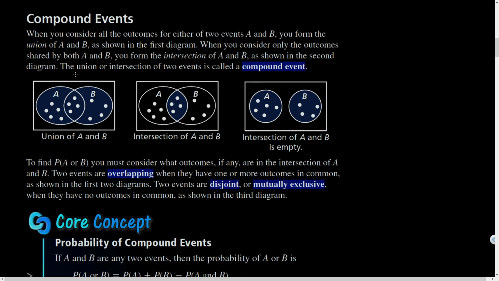The union or intersection of 2 events is called a compound event. Okay, and so I can combine those. Union is going to be OR logic when I combine those. OR is going to typically mean addition for us.